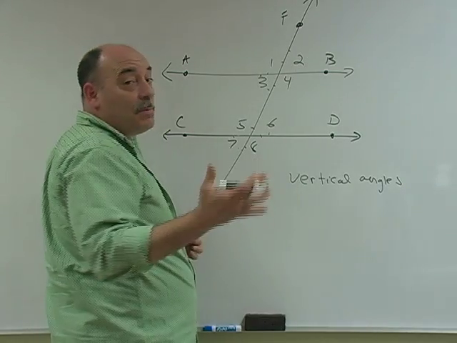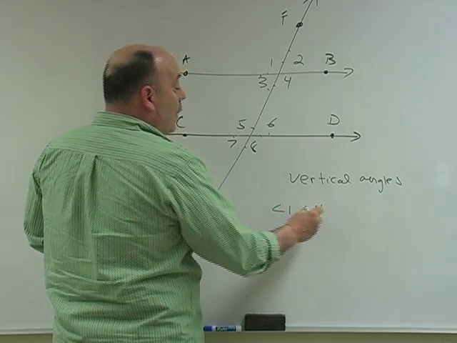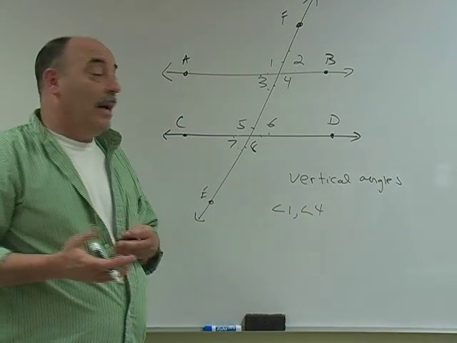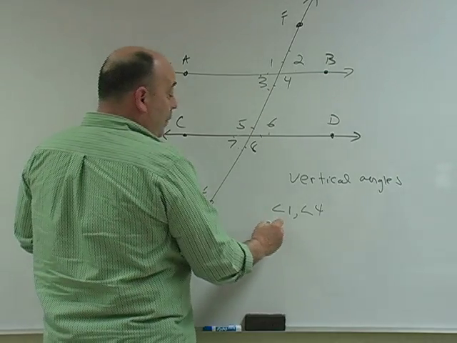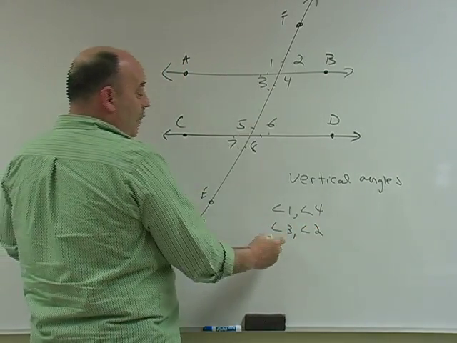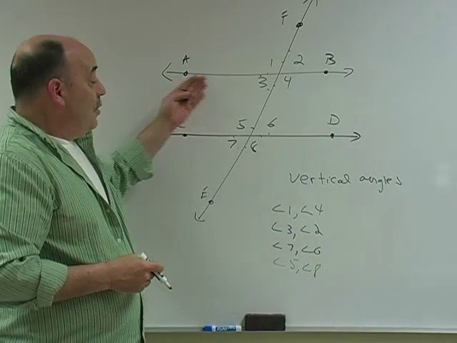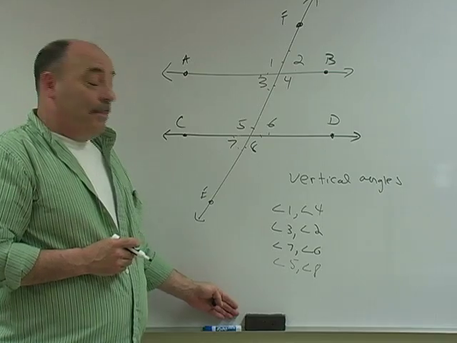And the way they should respond is angle 1 and angle 4. This is a pair of vertical angles. And angle 3 and angle 2. And then the same can be said for here, angle 7 and angle 6. So this explains what vertical angles are.